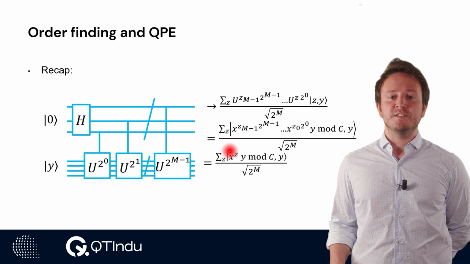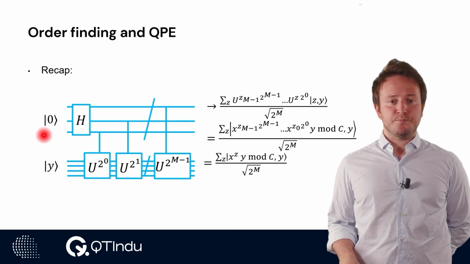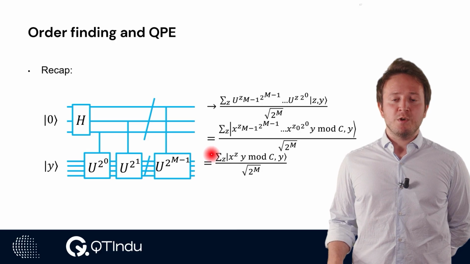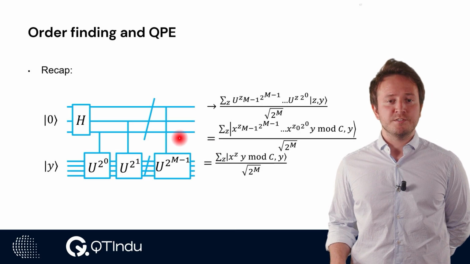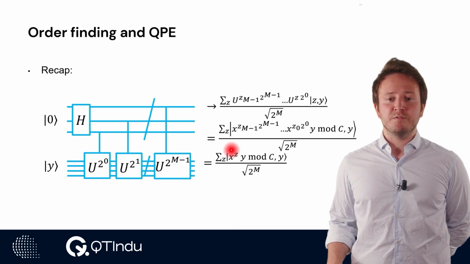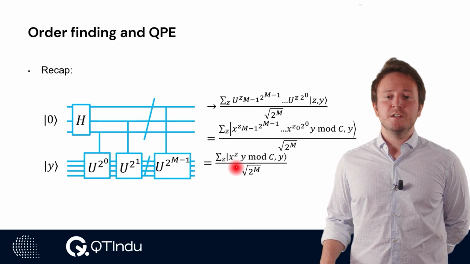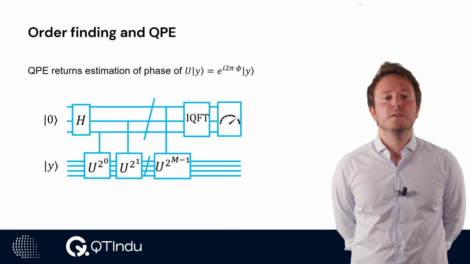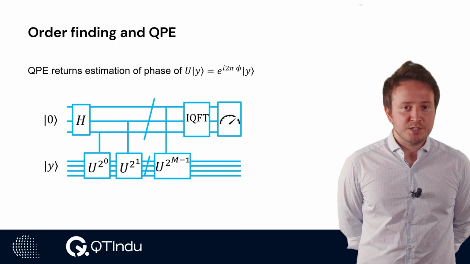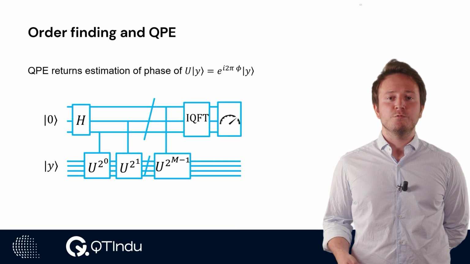x to the power z, where z is a binary number. So at the end of this circuit, what we are left with is just a simple state. There's a superposition of all the states in the qubit register, multiplied by the y state, which is an eigenstate of the U unitaries modulo c. Now, the quantum phase estimation then returns the estimation of the phase of U of y.